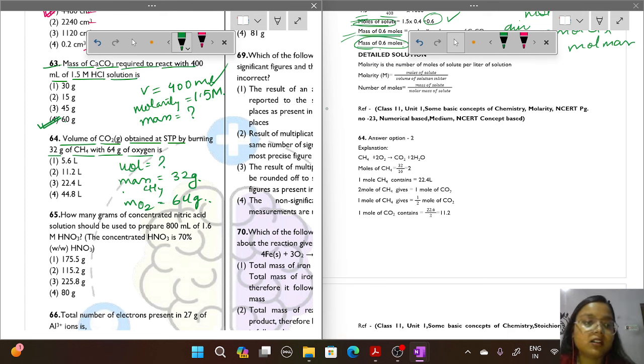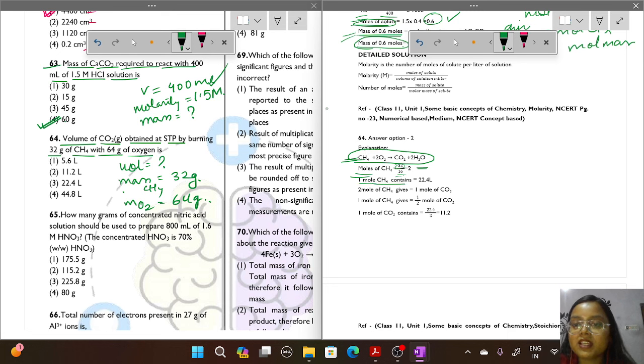So we know the equation for the burning of methane. The burning of methane follows this equation: CH4 plus 2O2 will give CO2 plus 2H2O. Now, moles of CH4: what is the moles of CH4? Given mass by molar mass. Given mass is 32 and molar mass is 16, which means 2 moles of CH4.